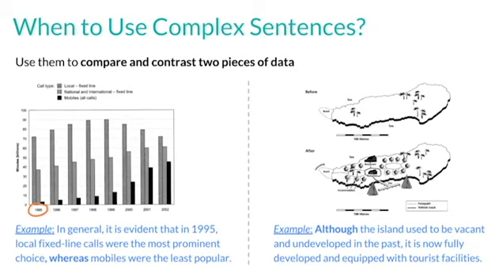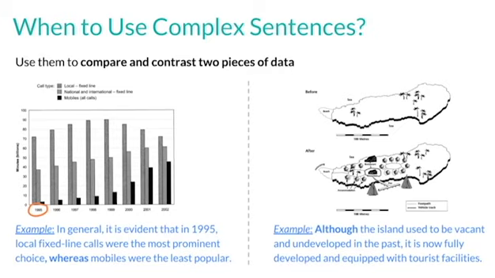We're saying that on the one hand, the island used to be vacant and undeveloped in the past. On the other hand, now it is fully developed and equipped with tourist facilities. So by using complex sentences, we have mentioned two contrasting pieces of information in a single sentence.